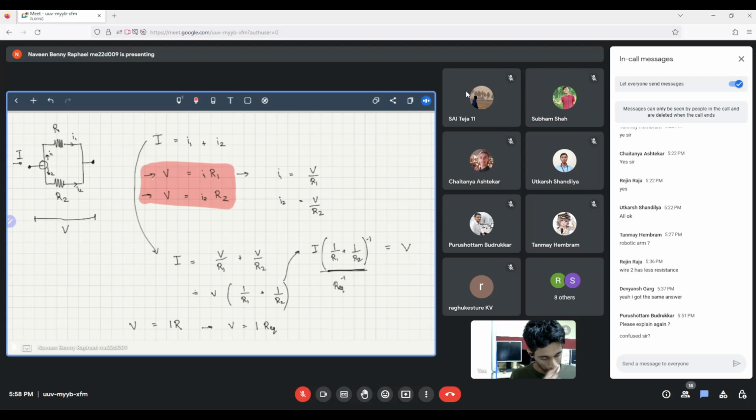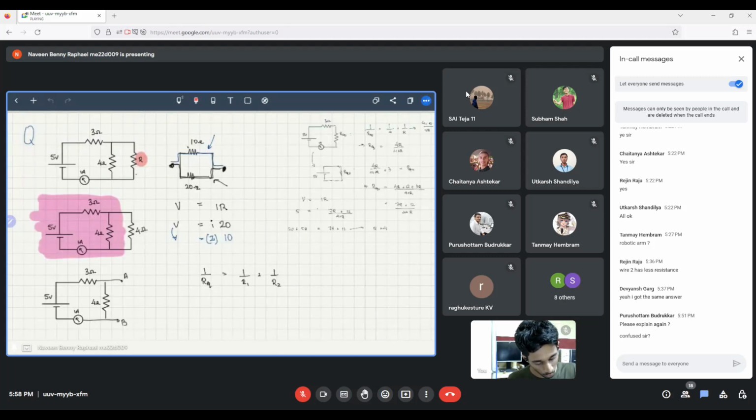So in this question, I was saying that we have 4 ohm and 4 ohm in parallel, and because the 4 ohms are in parallel, the current through them will be the same. Here we have 1 ampere of current flowing, and if the current through these two is the same, then it has to be 0.5 here and 0.5 here. Right? Does that make sense, Purushottam?